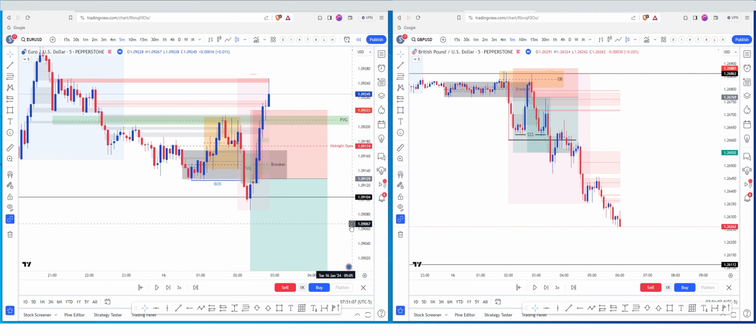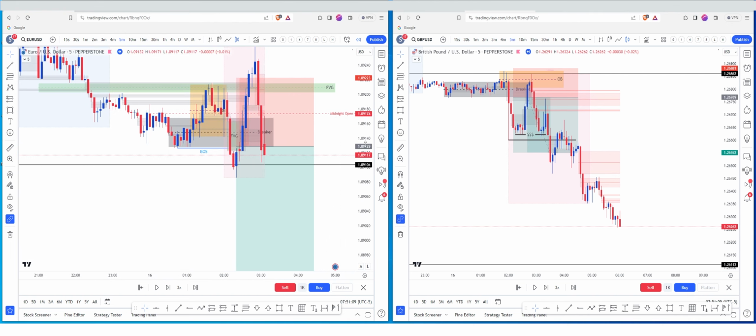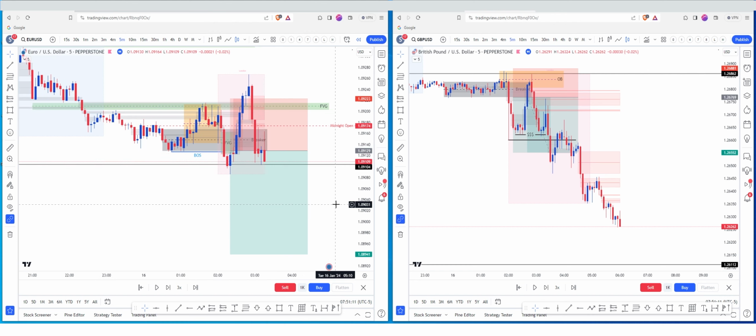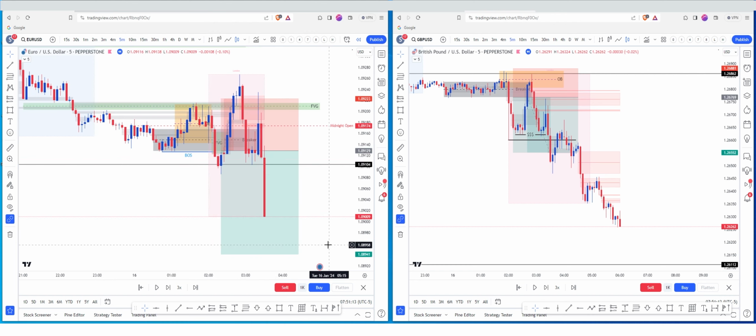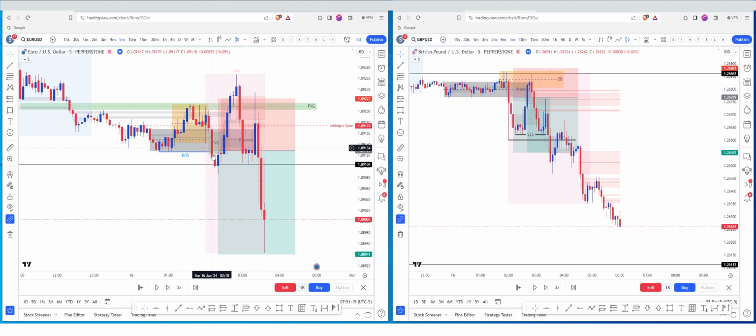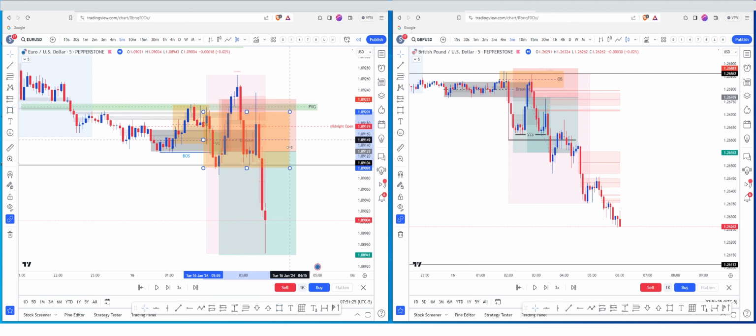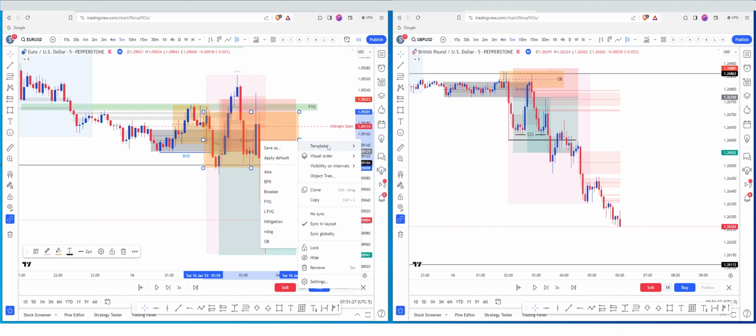The euro does eventually follow suit. Nice displacement lower. Potentially again another unicorn model here. So we had these down closed candles. It led to a high and then led to a low. So these last three down closed candles are a bearish breaker.